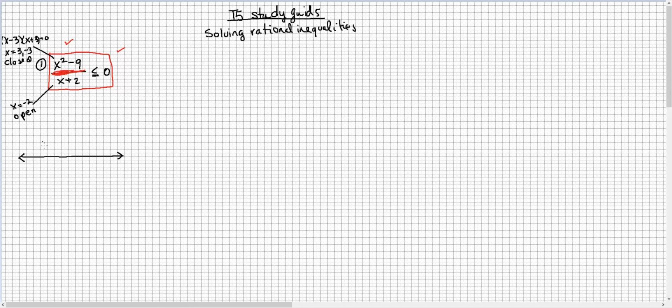Now we're going to put this on a number line. In order, we have negative 3, negative 2, and then positive 3. Let's see, 3 and negative 3 are closed.